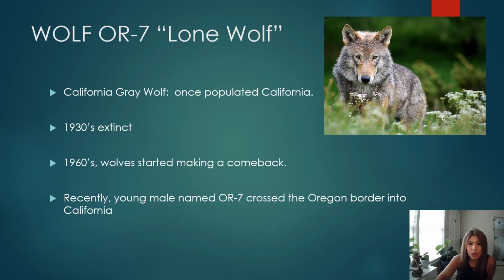The California gray wolf also is part of the chaparral, not only chaparral, but all the way up into your marine west coast climate zone. That is all his territory. So California was once populated by gray wolves, but by the 30s, they were extinct in California.